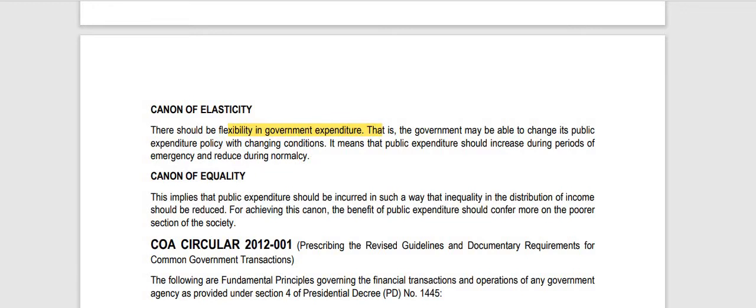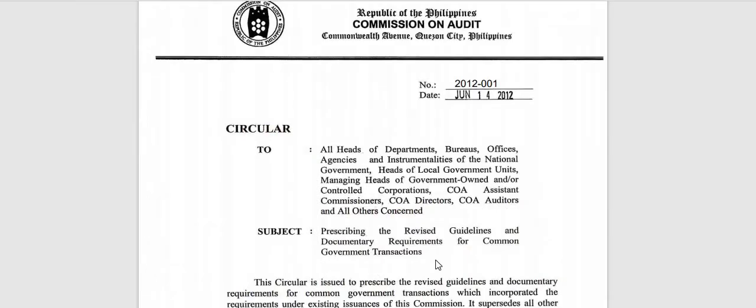Canon of equality. So ang kanisa na canon, the benefit of public expenditure should confer more on the poorer section of the society. Meaning, we are inclusive in nature. We alleviate more to those people who are at the laylayan. So kanang mga taong the poorest of the poor should be given much priority as we intend to alleviate poverty at all cost. This is the COA Circular 2012-001 dated June 14, 2012.